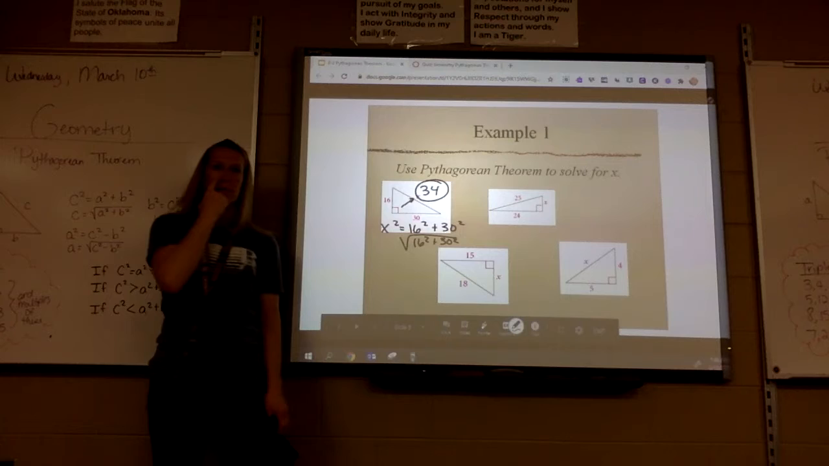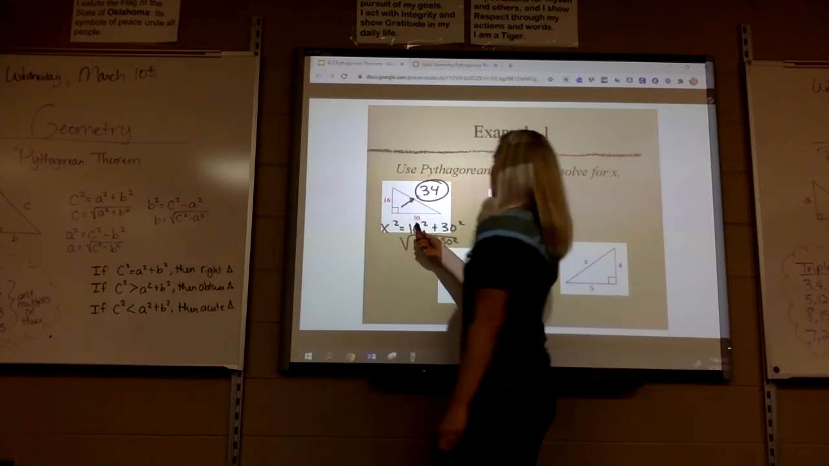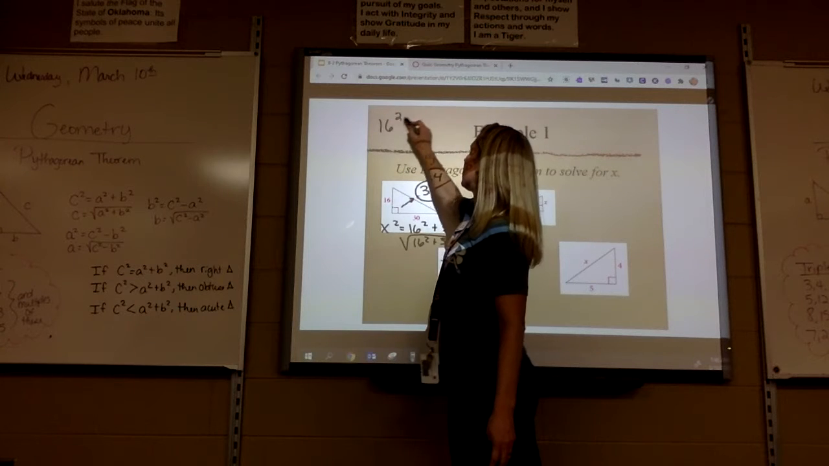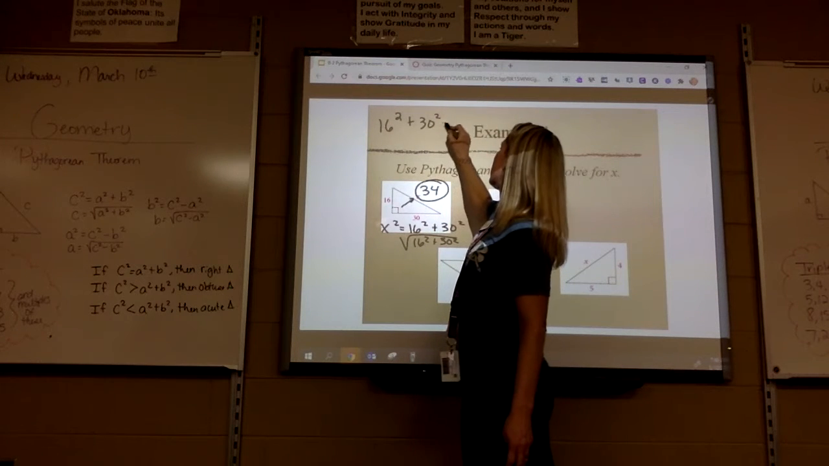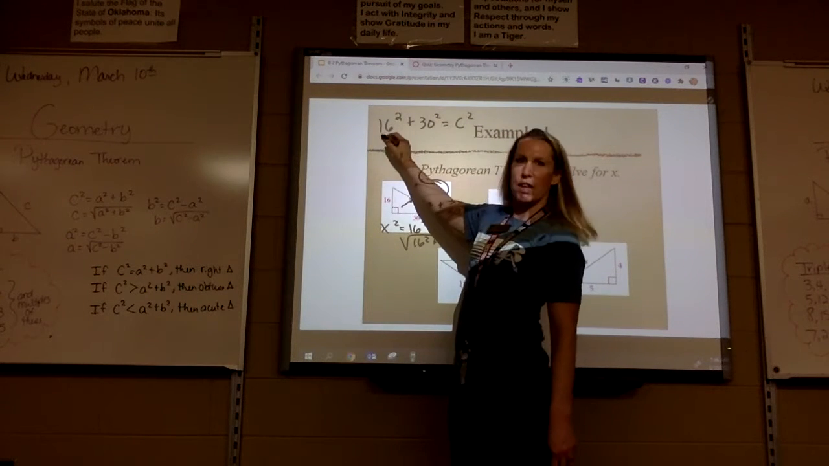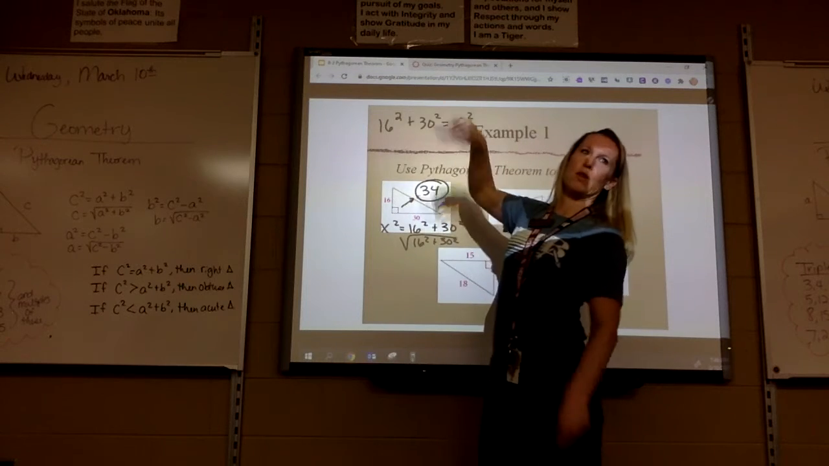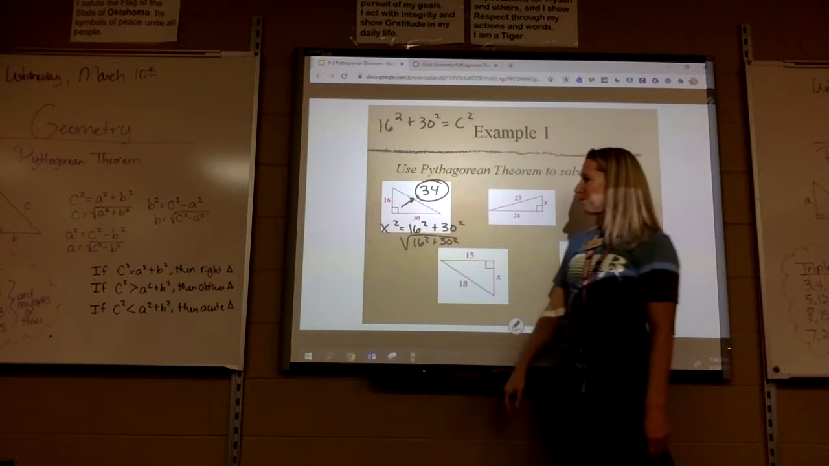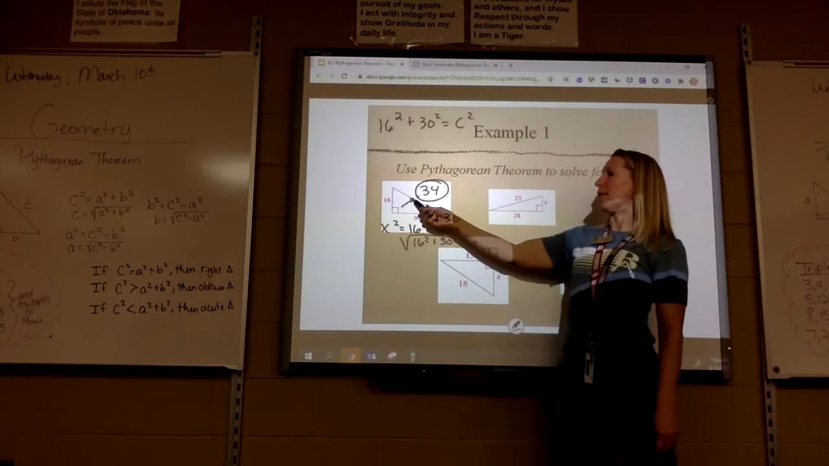So it's just a squared plus b squared equals c squared. You could write it out the longest way, I guess. 16 squared plus 30 squared equals c squared. Figure out what 16 squared is, figure out what 30 squared is, and then take the square root, but this takes less time. So if you don't know the hypotenuse, you have to add.